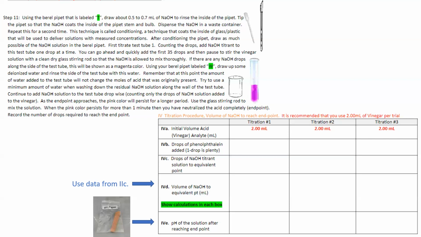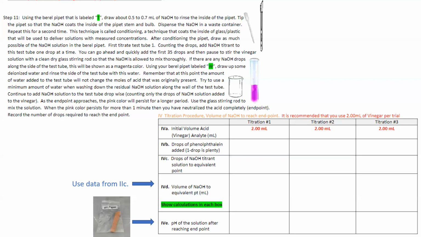After we condition it, we're going to drop as much sodium hydroxide as we can and titrate the first test tube. We're going to be careful to count the drops of sodium hydroxide that we add into the test tube, 1 drop at a time. Because you're going to add quite a number of drops, you can actually go ahead and quickly add the first 35 drops, pause to stir the test tube around, and you might notice a pink color initially, but as the base reacts with the acid, that pink color will go away.